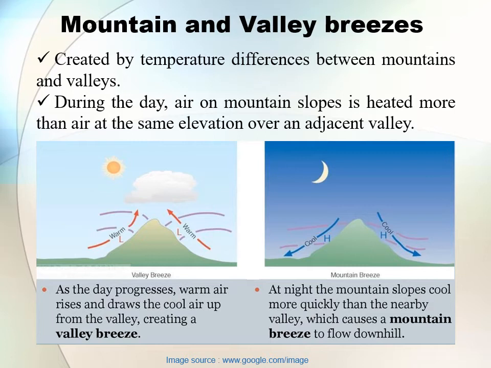Alternately, during night time, the mountain slopes or mountain walls cool down rapidly, but the valleys still remain warm. So due to the warm valleys during night time, a low pressure zone exists in the valley, so a general movement of wind is found from the mountain slopes towards the valley. As this wind is coming from mountain slopes towards the valley, downhill, this breeze is known as mountain breeze.